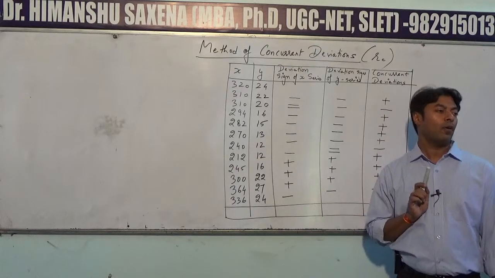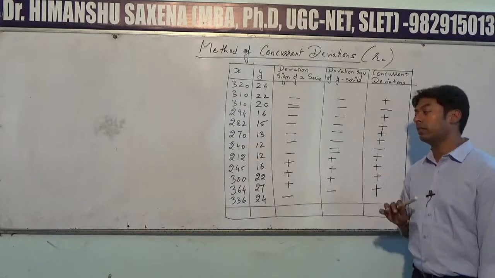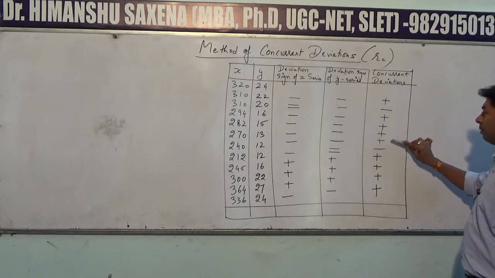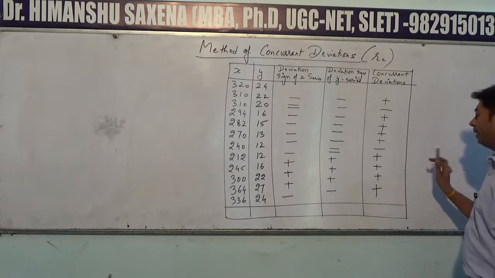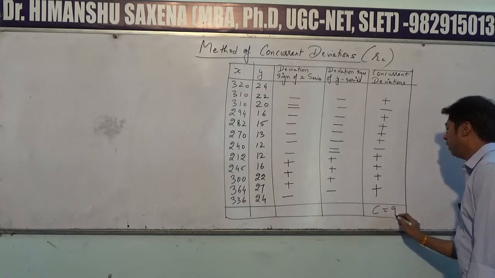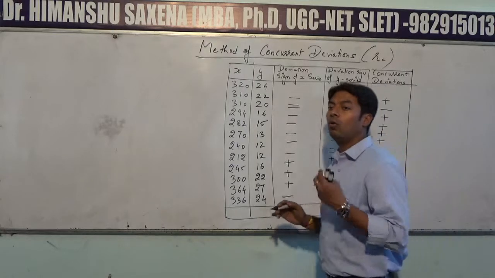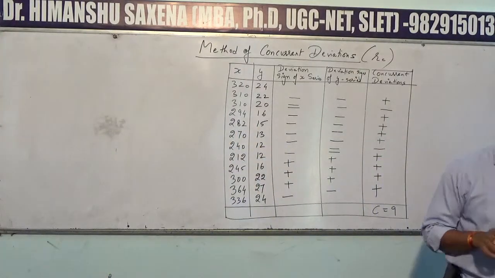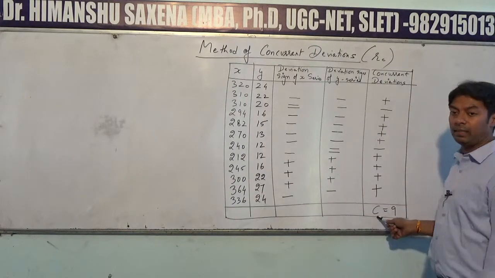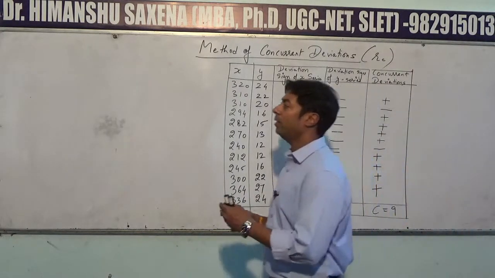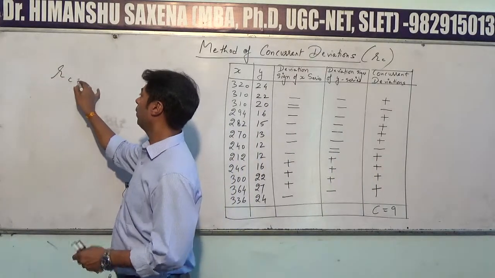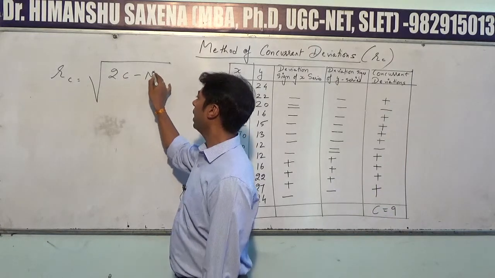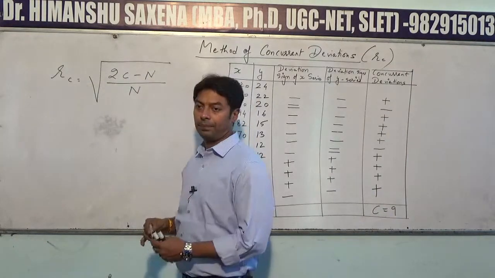All these positive signs will be denoted by small c over here. So we have 1, 2, 3, 4, 5, 6, 7, 8, 9. So the value of c will be equal to 9. C over here denotes the number of positive signs. So the number of positive signs is denoted by C, and now we are going to place this in our formula, that is the square root of (2C minus n) upon n.